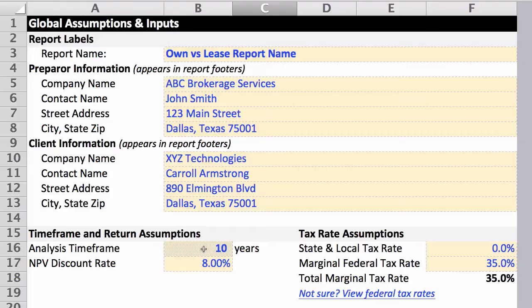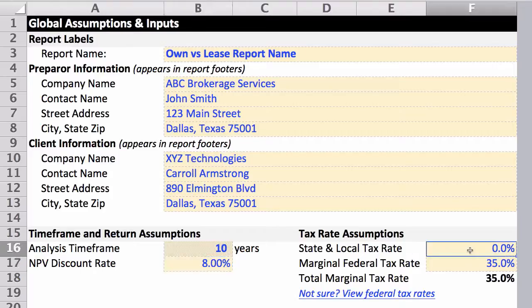In this instance, we've selected an analysis time frame of 10 years, but you can select up to 15 years of cash flows to analyze. We've kept the default discount rate of 8%, but you can choose any rate that you wish.